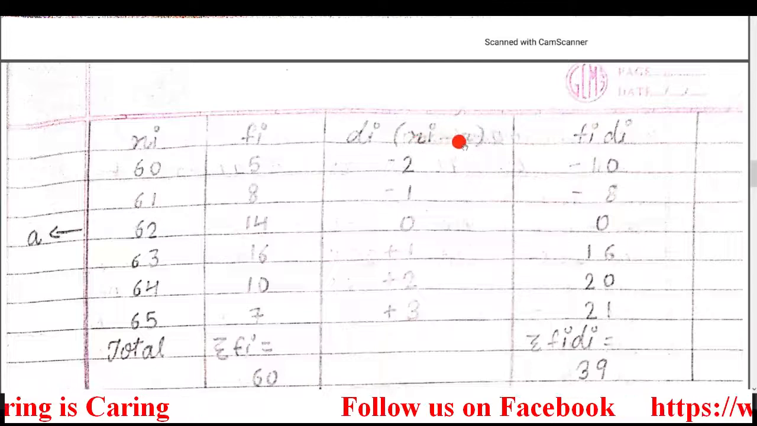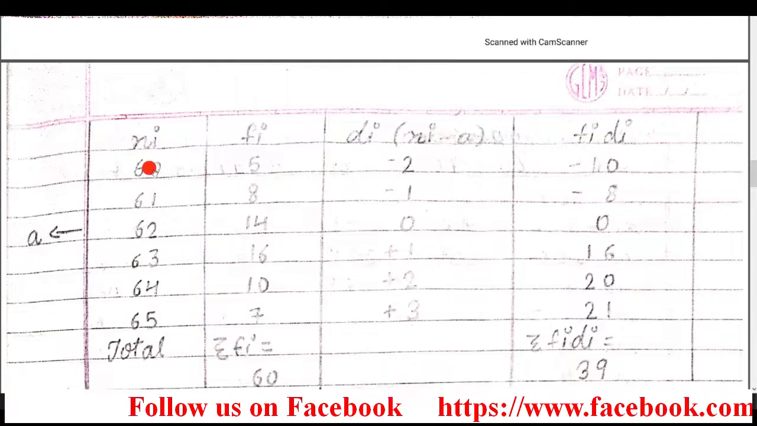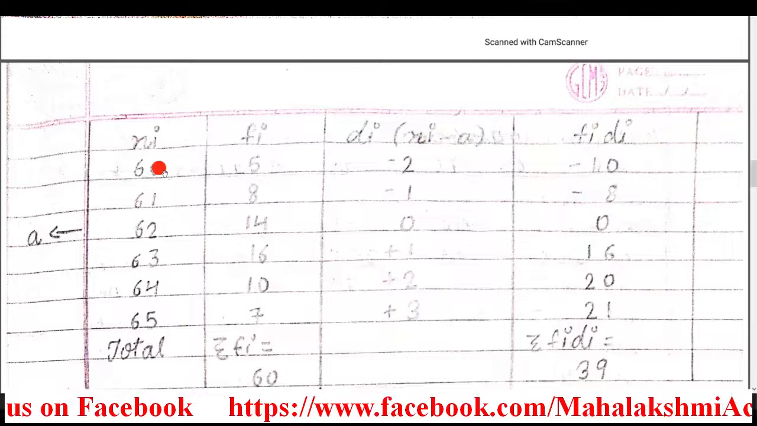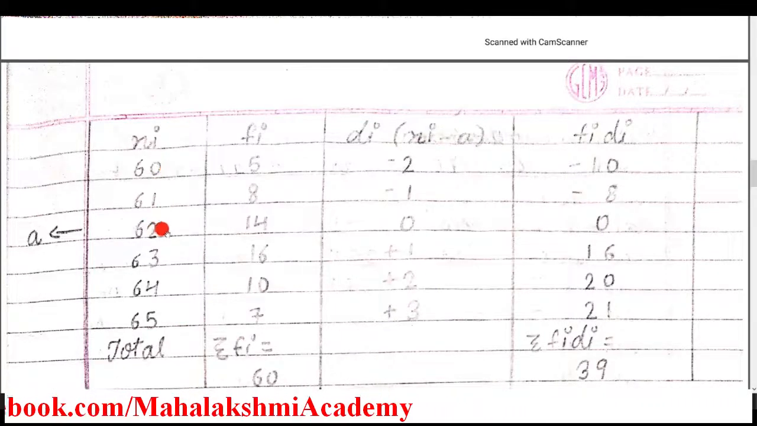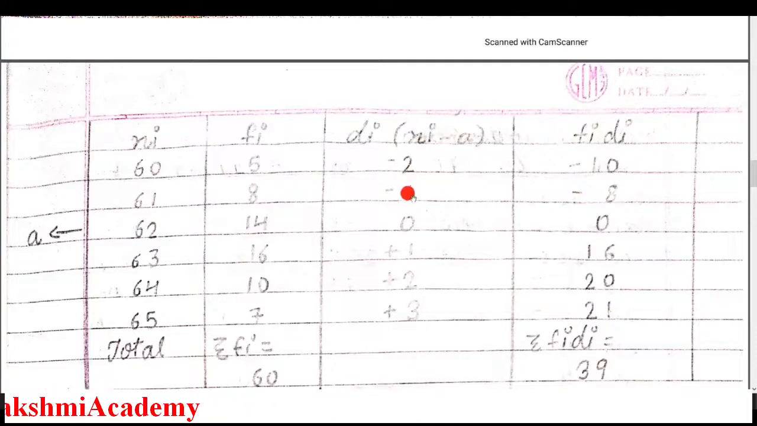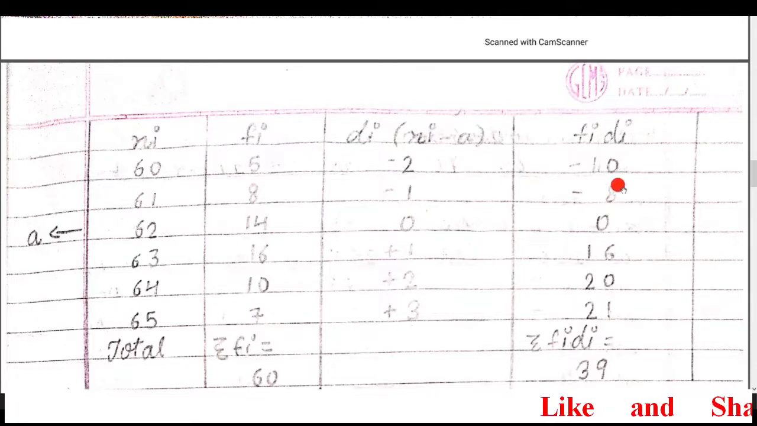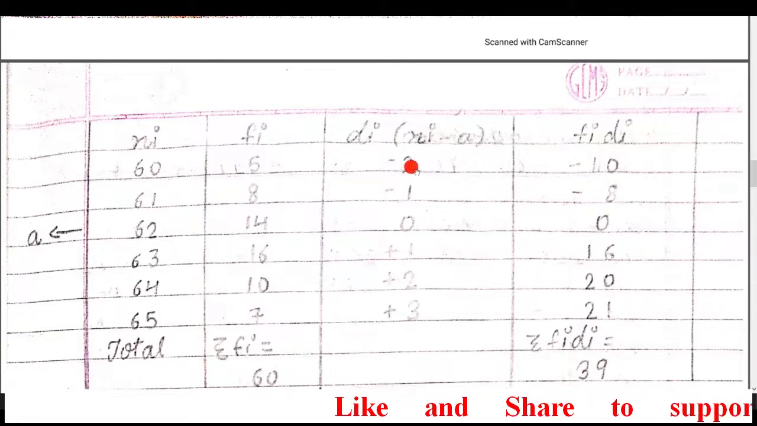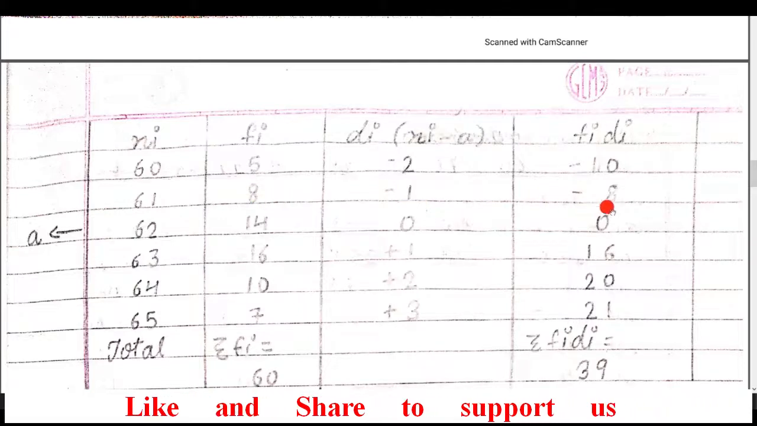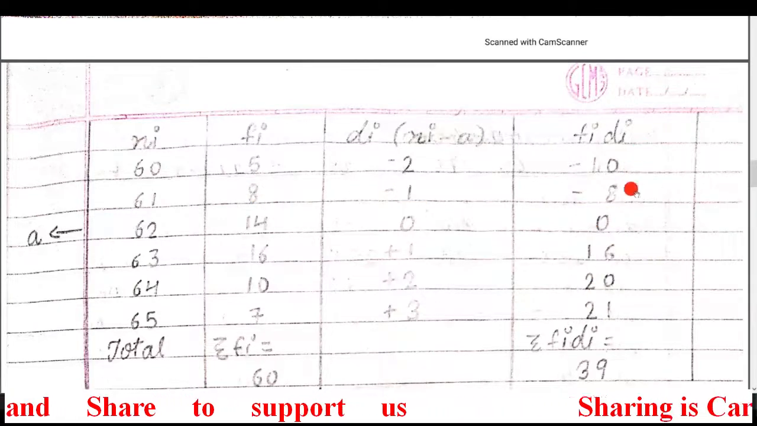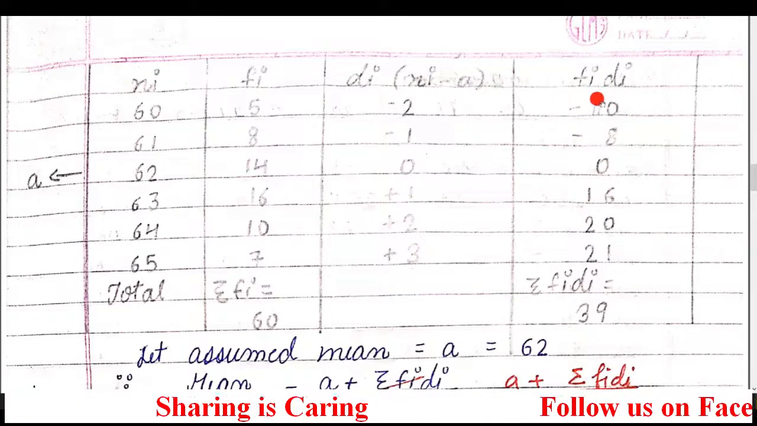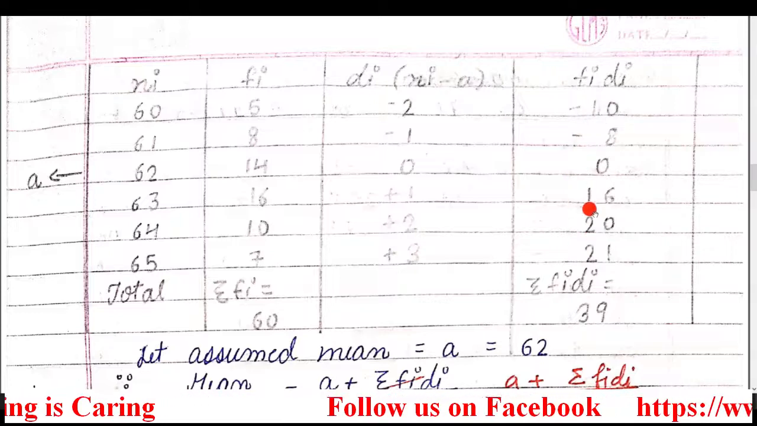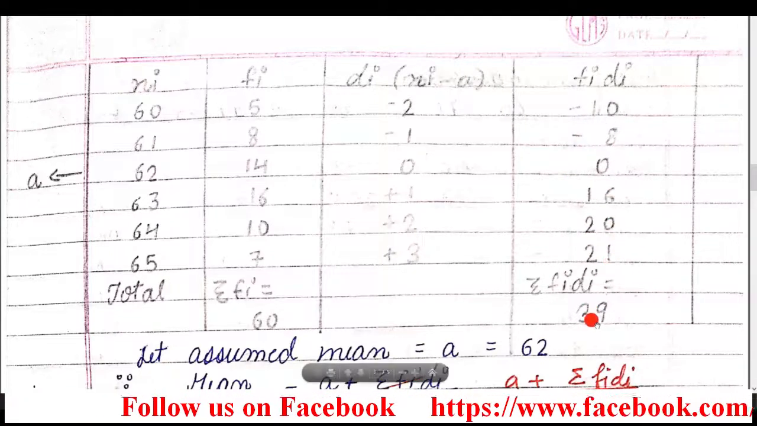Then di is equal to xi minus A is the formula. So xi is 60, so 60 minus A is 60 minus 62, and the answer is minus 2. In the same way, I entered all the data here. Then multiply fi di. That gives 5 into minus 2 is minus 10, and 8 into minus 1 is minus 8. Like this you will get the data, and then finally add all the minus terms together and the plus terms together, then subtract, and apply the sign of the bigger number.